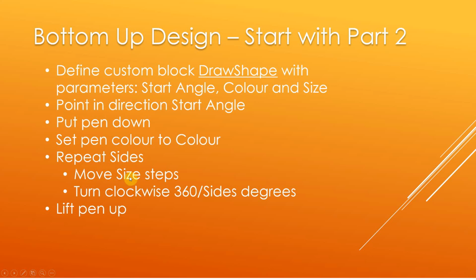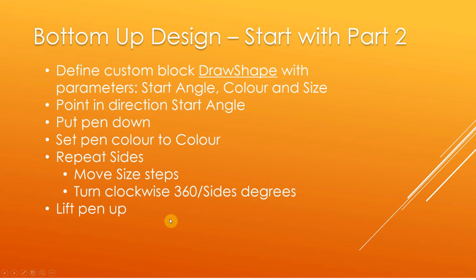And we're going to move size steps. Size is one of our parameters. Then we're going to turn clockwise 360 divided by sides to get our angles correct, and then we're going to lift the pen up when we're done, so that we don't draw on the stage when we're moving around.